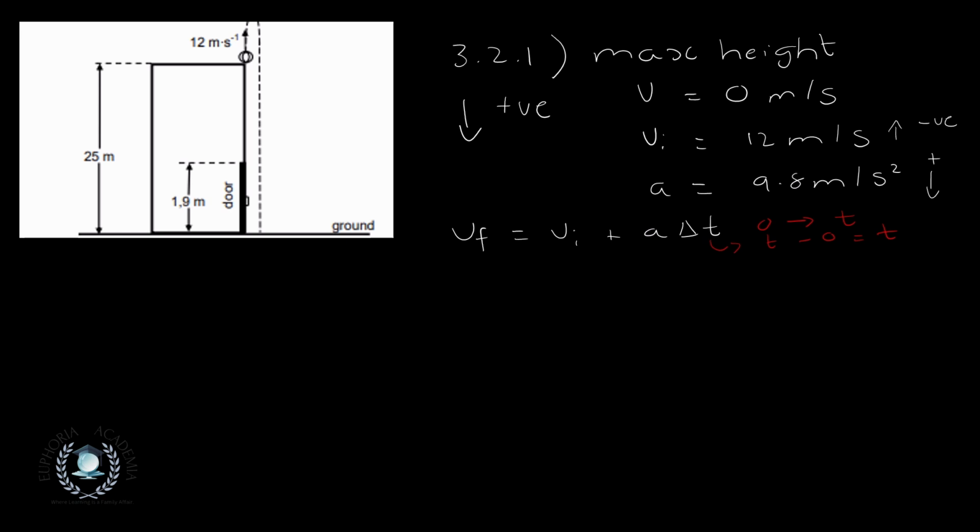Now our final velocity, as stated, is 0. Our initial velocity is 12 plus, oops, I almost forgot something. Initial velocity is negative, because it's pointing upwards, and our acceleration due to gravity is 9.8 multiplied by our time t. When we do some maths we will see that our time t is equal to 1.22 seconds.